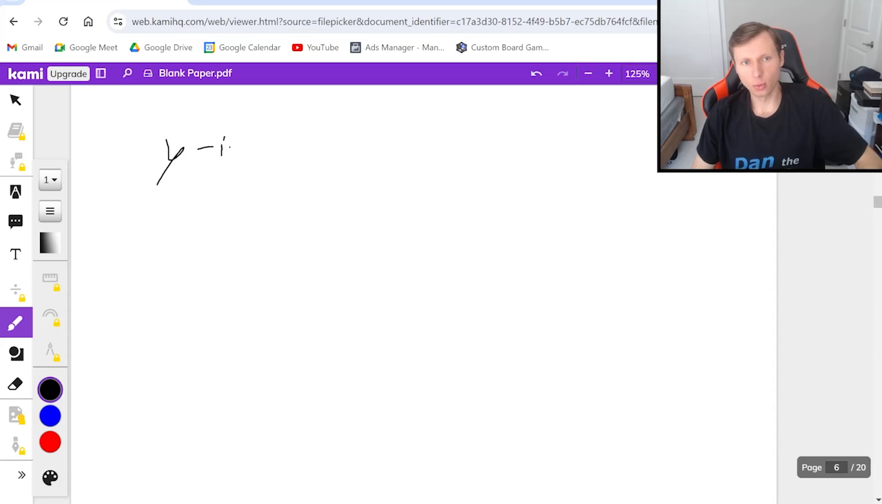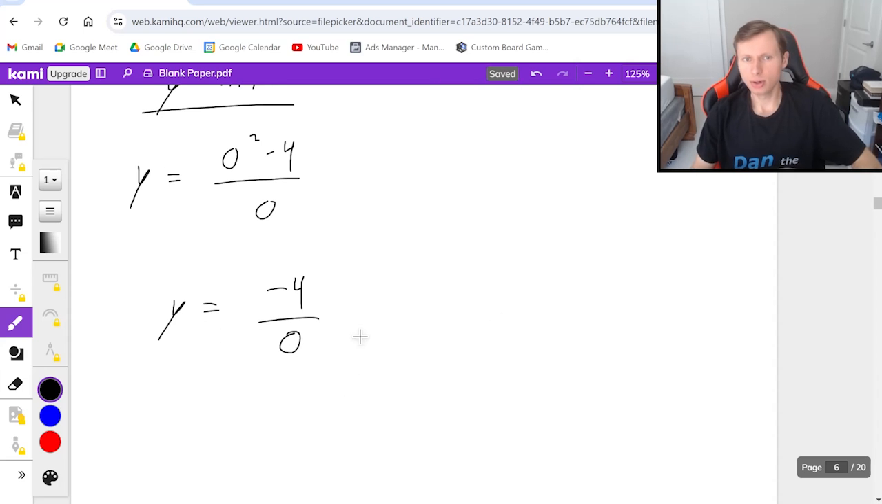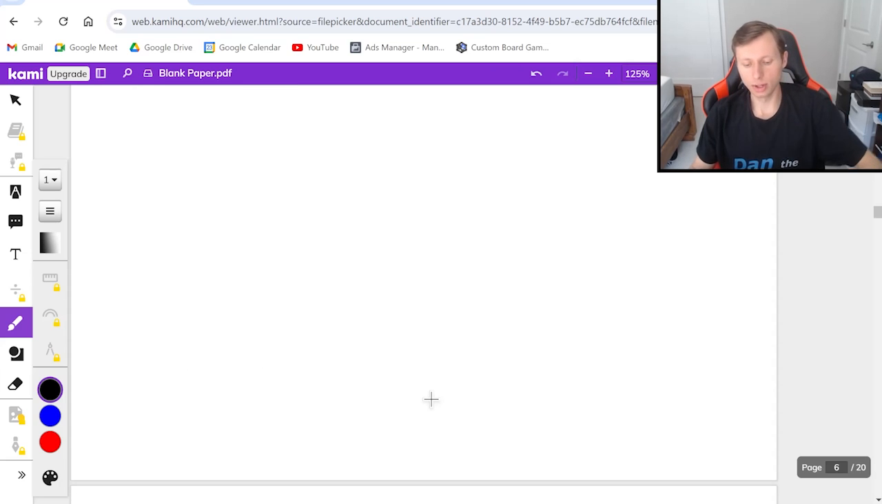And then for the y-intercept, we need to set x equal to 0. And so in other words, this ends up being negative 4 divided by 0. And this is interesting because divided by 0, we know that's undefined. But what am I going to write for my answer? Well, the answer is none. There is no y-intercept because you can't have a 0 in the denominator. And that's it. We're done. Case closed. And now we're going to do one more.